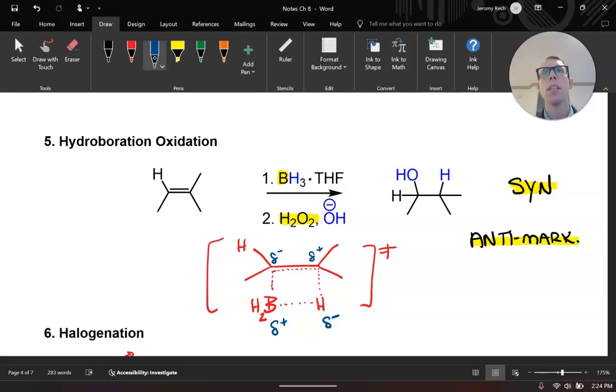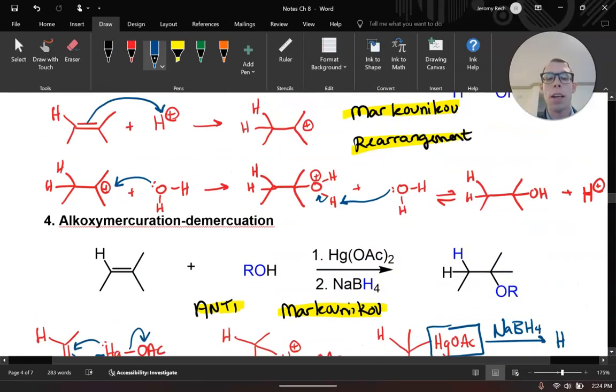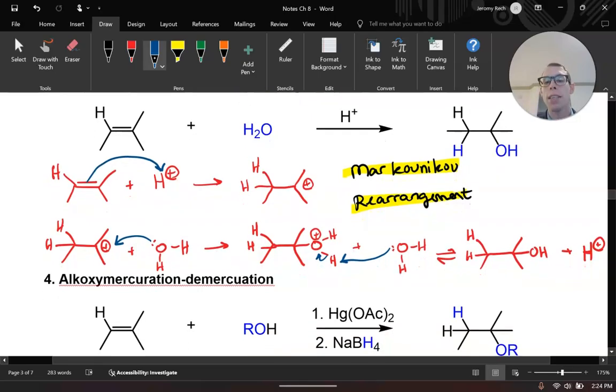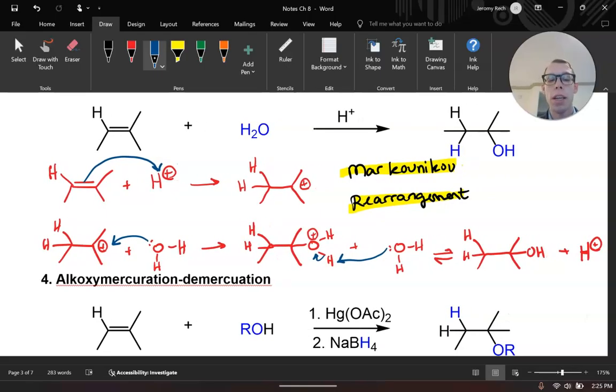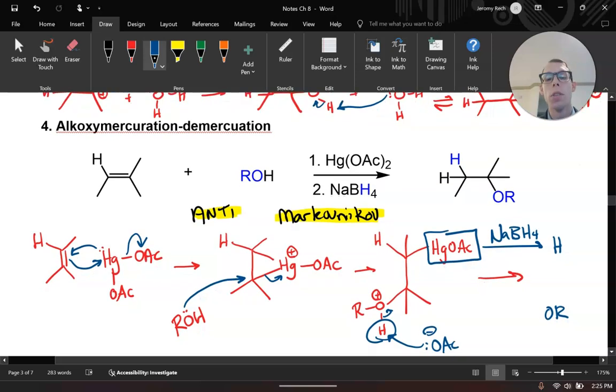Key thing is, this is going to go through an anti-Markovnikov, and it's going to be a syn addition. So with that, we have three different ways in which we can add our OH and our H. We can do a simple hydration, which is going to be our simplest and easiest, which is just going to be adding water and acid. That's going to add Markovnikov, but there's a potential for rearrangement. If you want to do a Markovnikov that doesn't have the ability to rearrange and has some specific stereochemistry in the anti-form, you could use a mercury type structure, and that's going to be our alkoxymercuration, demercuration.